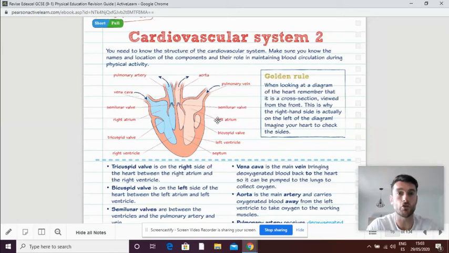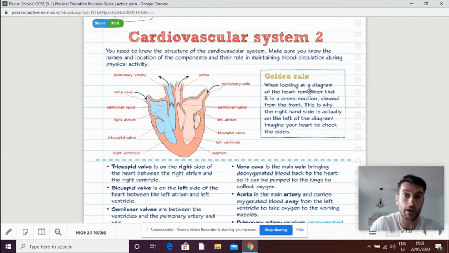Hello GCSE students, this is the Cardiovascular System Part 2. Now basically you need to know the structure of the cardiovascular system and make sure you know the names and locations of the components and their role in maintaining blood circulation during physical activity. You've got a diagram here.